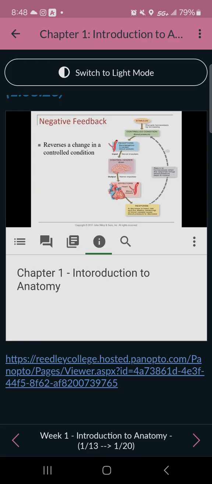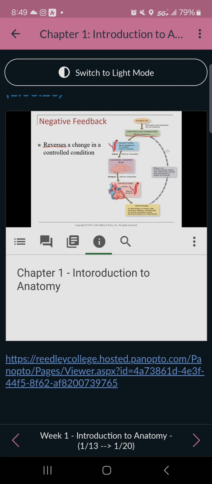First, we're going to talk about the negative feedback. A negative feedback system reverses a change in a controlled condition. So consider the regulation of blood pressure. Blood pressure is the force exerted by blood as it presses against the walls of your blood vessels. When the heart beats faster or harder, the blood pressure is going to increase. So if some internal or external stimulus causes the blood pressure to rise, in this case the blood pressure is going to be the controlled condition.